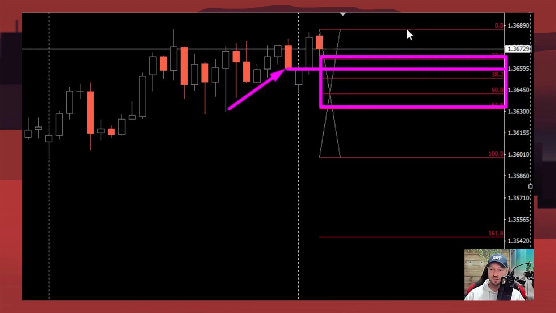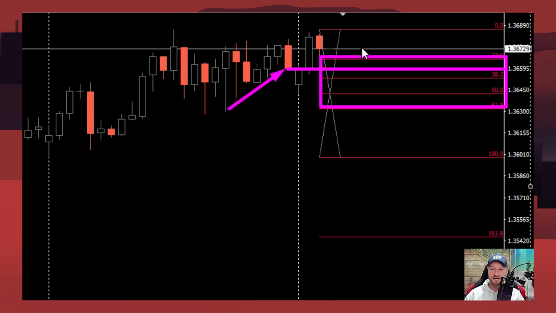Now we've got the selling fib drawn here, so you can see here the 100 level and the 61.8 level. So these are our targets, and you're going to see how that works in a second.